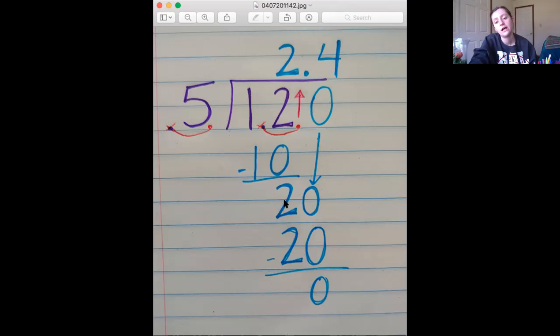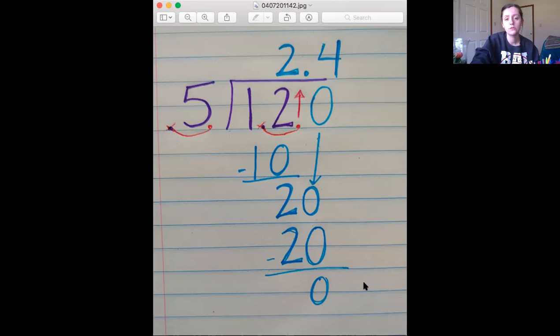So I brought my 0 down, I made this 20. Now I have to see how many times can 5 go into 20. I know that 5 times 4 gives me 20. So I take 5 times 4, do 20 minus 20, and I am left with nothing. I have no remainder. I have completely solved the problem.